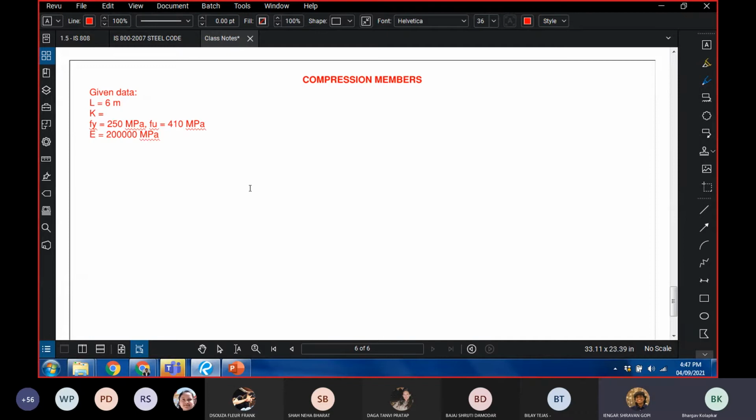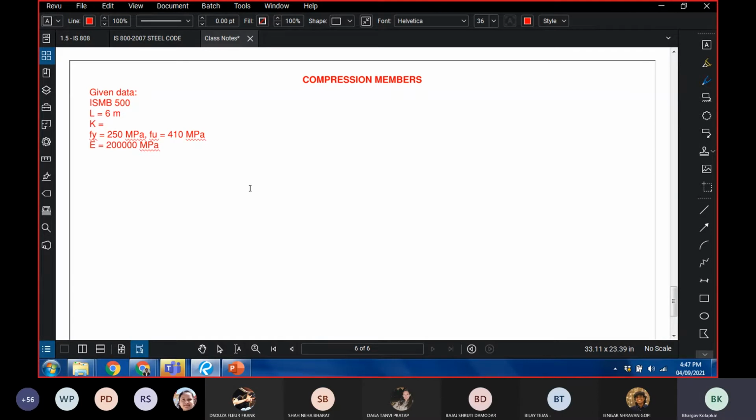Now it's been given that... So could you repeat the ISMB value? ISMB 500. Thank you. ISMB 500, length 6 meters.